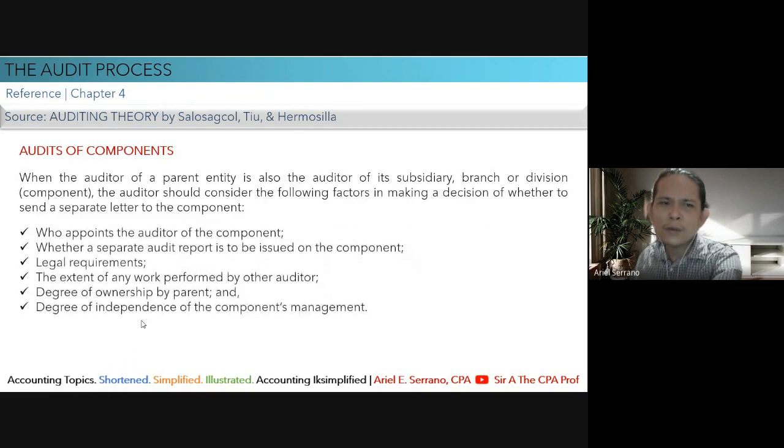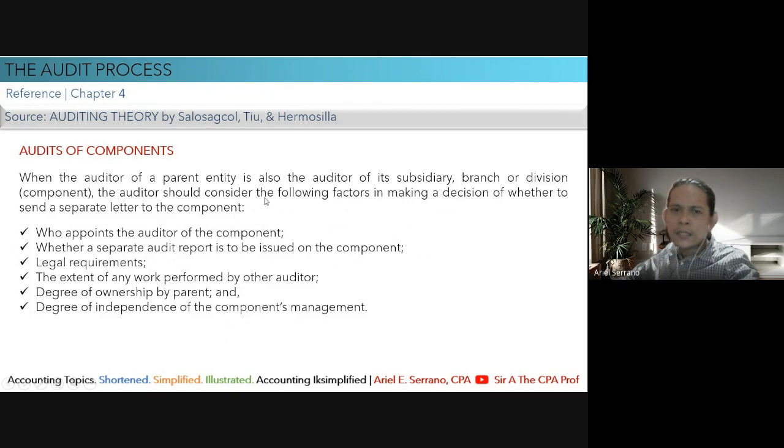Now, how about audit of components? And what is components? Okay? Ito yung meron tayong mga parent-subsidiary relationships, no? When the auditor of a parent entity, for example, the San Miguel Group, yung pinaka-parent entity, is also the auditor of its subsidiary. So, yung auditor ng group, siya din yung auditor ng mga subsidiaries, yung iba't iba pa nitong mga companies, no? Branch or division, yun yung component, no?